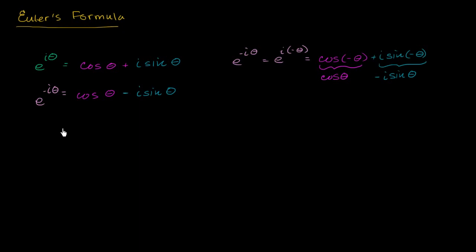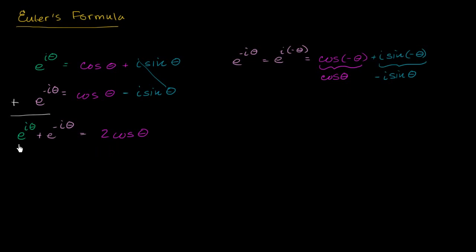And now we have something pretty interesting going on. If we add these two equalities right over here, on the left-hand side we're going to be left with e to the i theta plus e to the negative i theta. And on the right-hand side, the i sine thetas are going to cancel out with each other, and we're going to be left with 2 cosine theta.